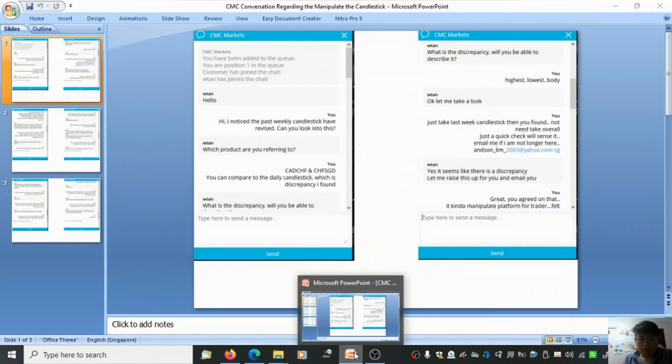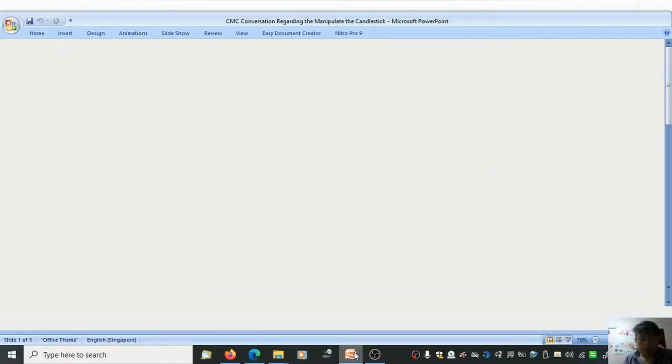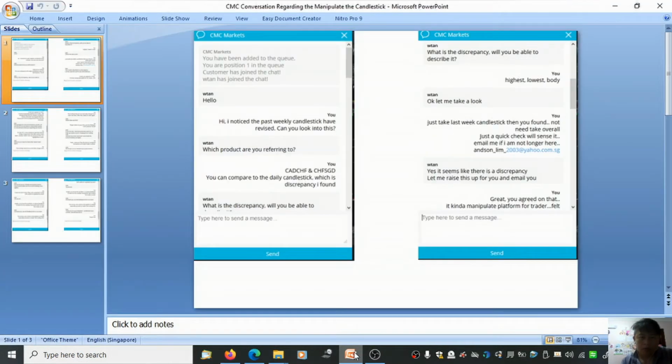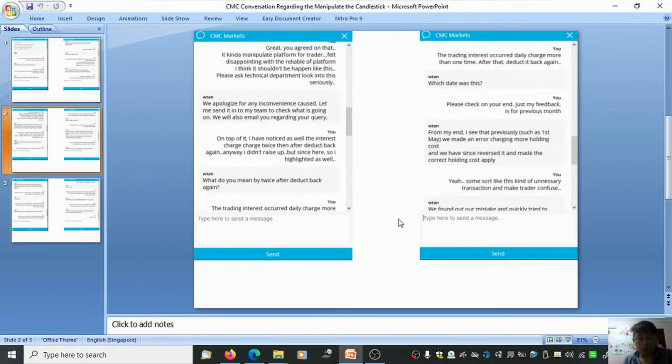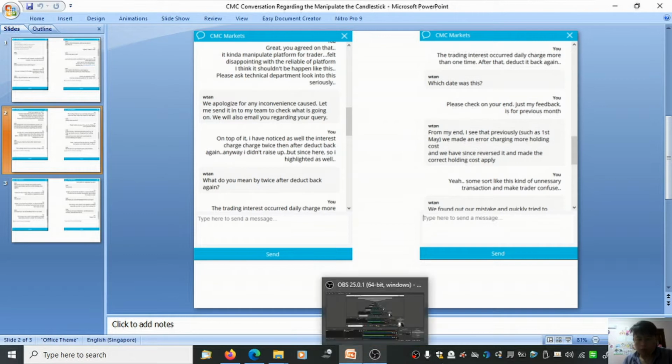So this week I feel that the CMC platform did not do a good job. Why? Because there's some discrepancy this week and last week in the candlestick, especially for the weekly chart. There's also a discrepancy with the daily. I've logged feedback to CMC too, but I'm still waiting for their reply. This is my conversation with them, so I just saved it for future reference.